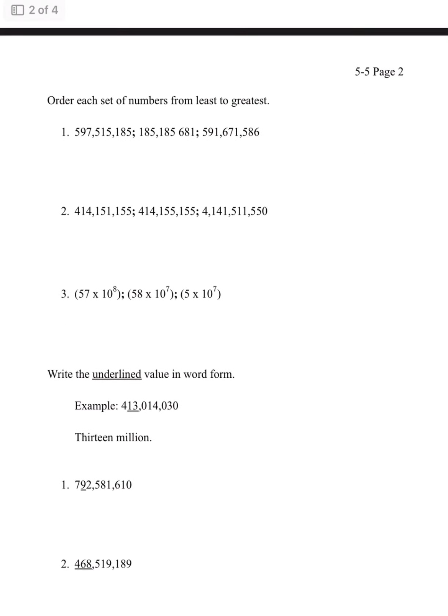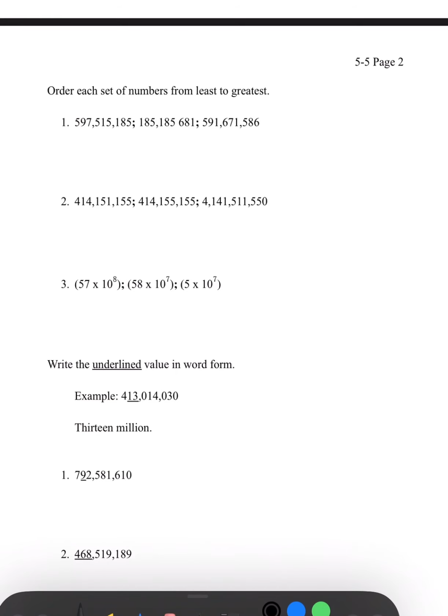Moving on. Now it says, order each set of numbers from least to greatest. I'm going to be going over number 1. Let's first look at this one. We have 597, 515, and 185. We know that 185 is the least here, so we're going to put 185. And then we can see that they each have 500, but the tens place is a 1 and a 9. And we know 1 is smaller than 9. So it'll be 515, and then 597.